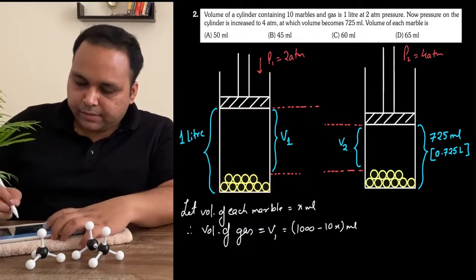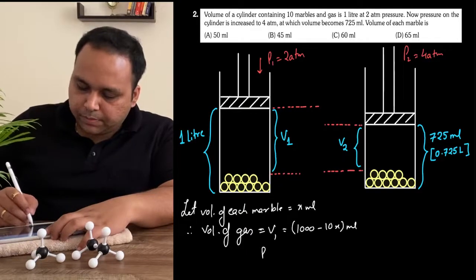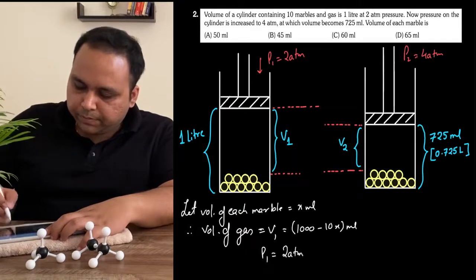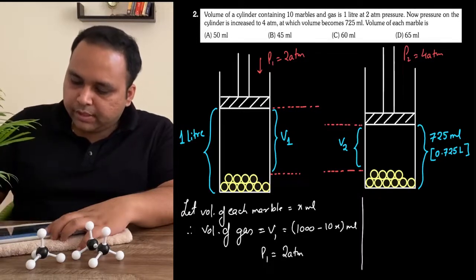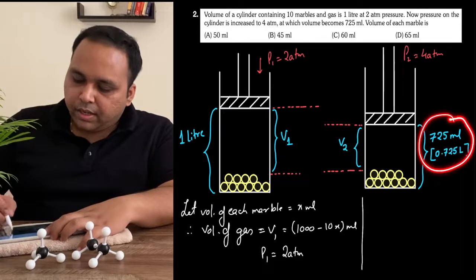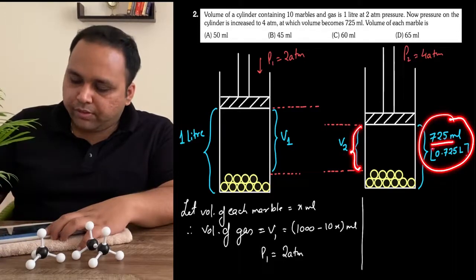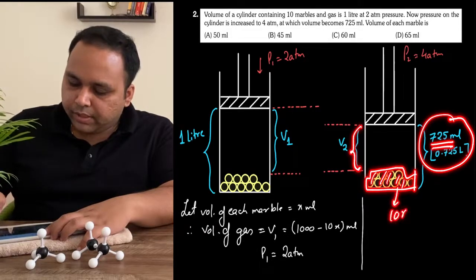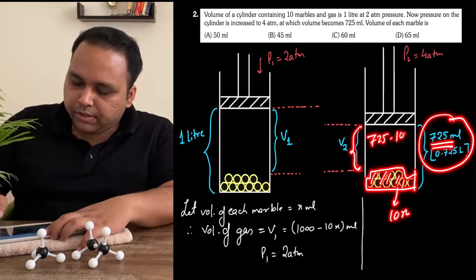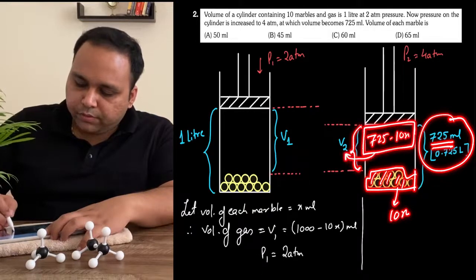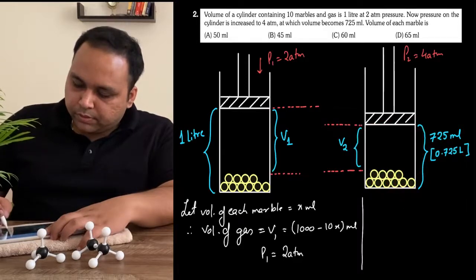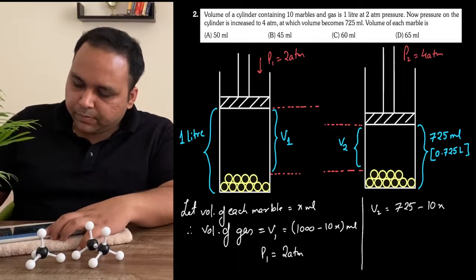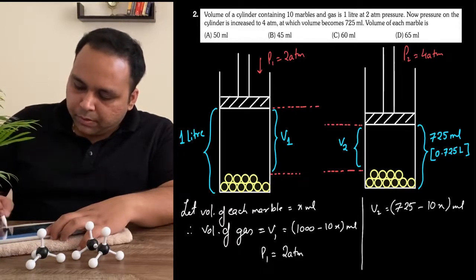In the first case, P1 was 2 atm. Now let's look at the second case. In the second case, the total volume is 725 ml, and V2 can be similarly written as 725 minus volume of 10 marbles. So this is 10x, this is 10x. So this becomes 725 minus 10x. This is your value of V2. So volume of gas in second case V2 will be 725 minus 10x ml. P2 here is 4 atm.